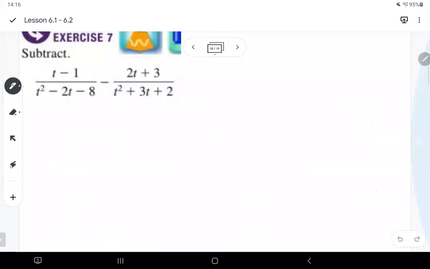Almost done with this lesson. We need to find the LCD first. So in order to find that, we have to figure out our denominators. But the way they're represented right now don't really help us. We have t squared minus 2t minus 8. And we have t squared plus 3t plus 2. So let's factor those first.